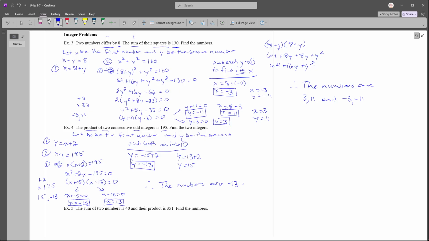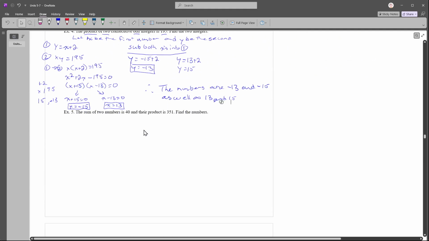And negative 15, as well as 13 and 15. Two sets of numbers. Okay, we're going to do one more.